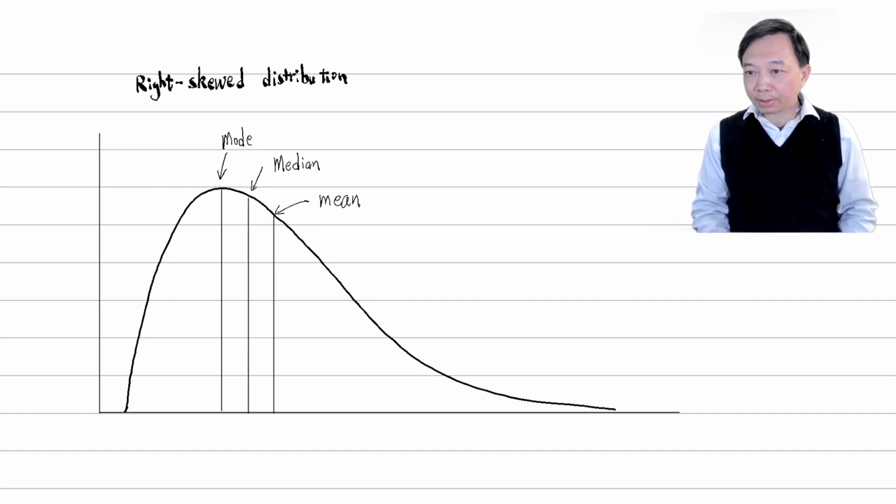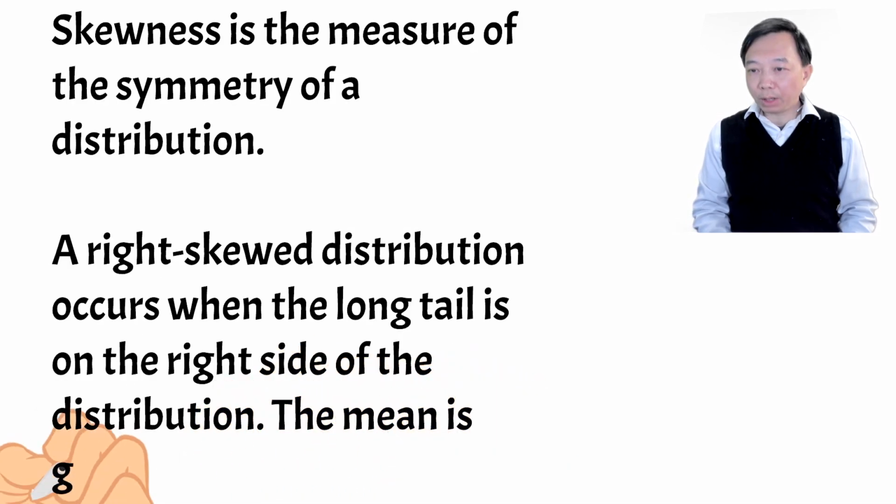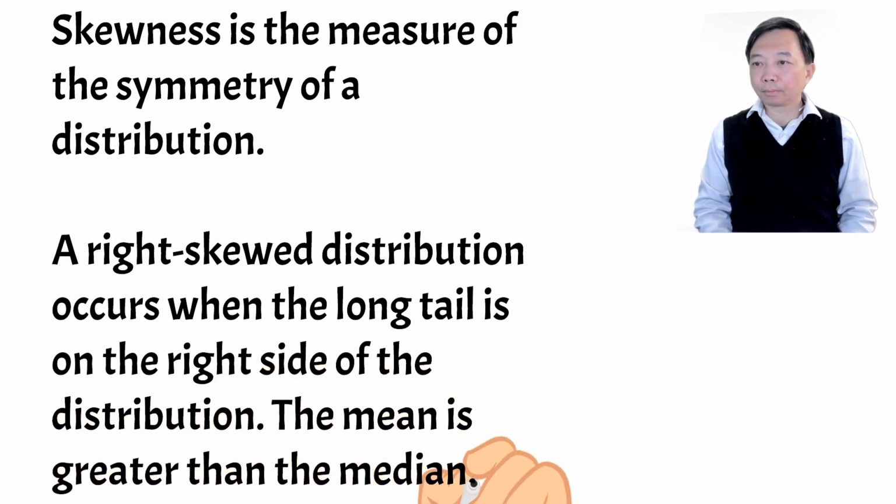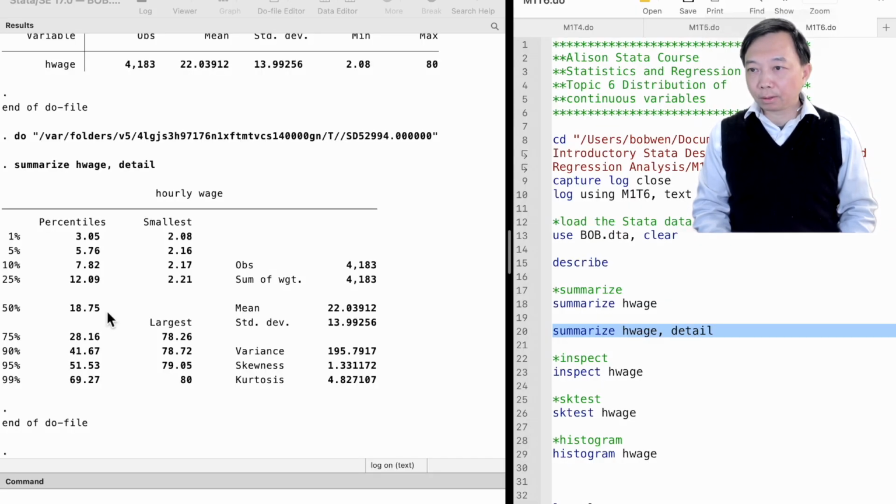The mean is sensitive to extreme values. The long tail on the right pulls the mean away to the right. As a result, the mean is greater than the median. If the distribution is symmetric, the skewness will be zero. A right-skewed distribution has a positive skewness.